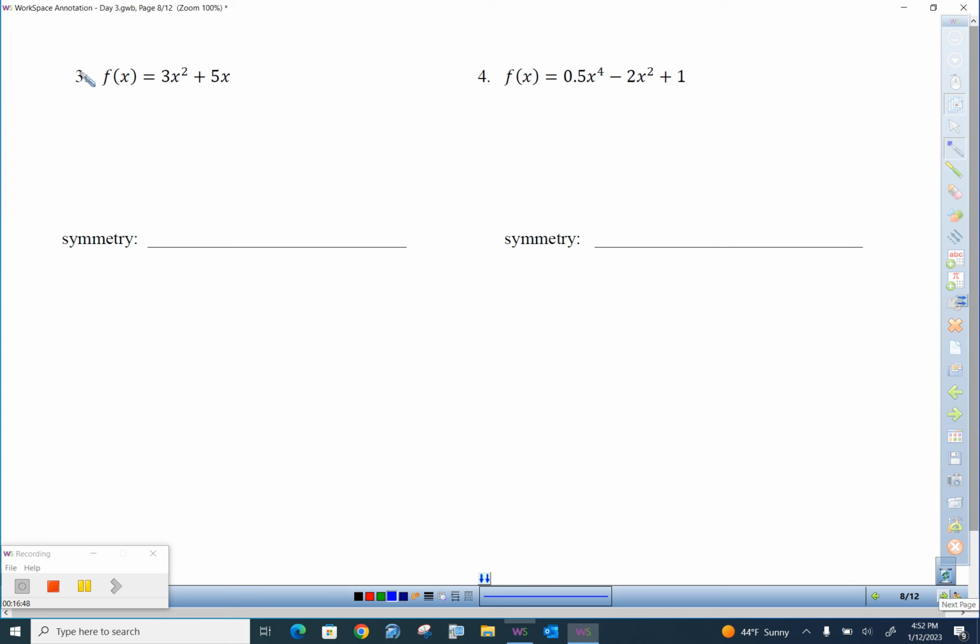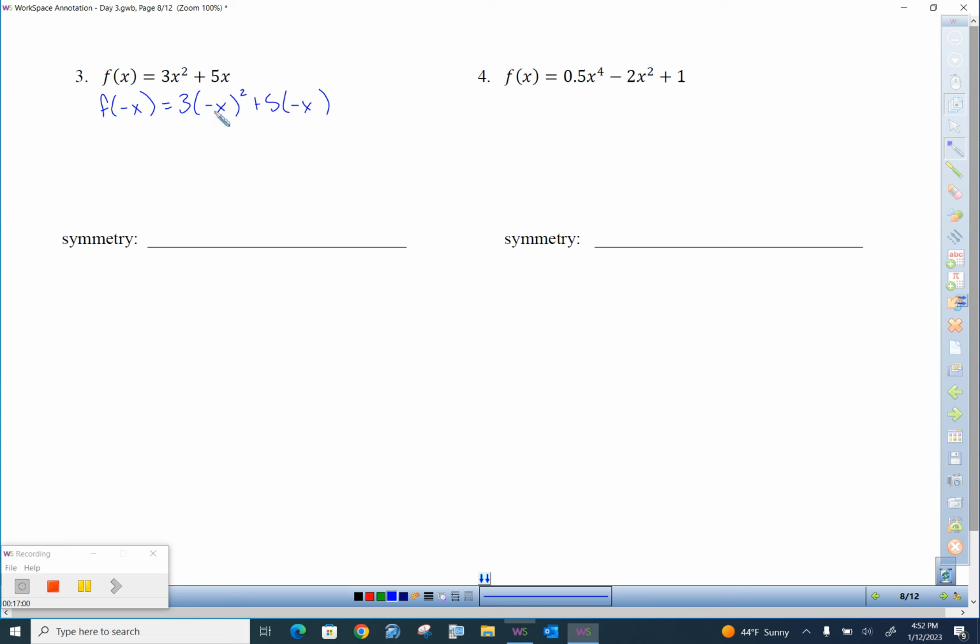Okay. Do this next one. F of negative x equals 3 times negative x squared plus 5 times negative x. And the same process. Okay, simplifying, negative squared is positive, times the 3, just tack it in the front. No power here, so negative x times positive 5 is minus 5x, and we're comparing that to the original. The first term is exactly equal, and the second term is exactly opposite.